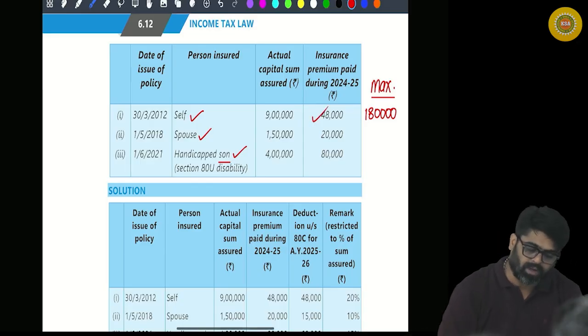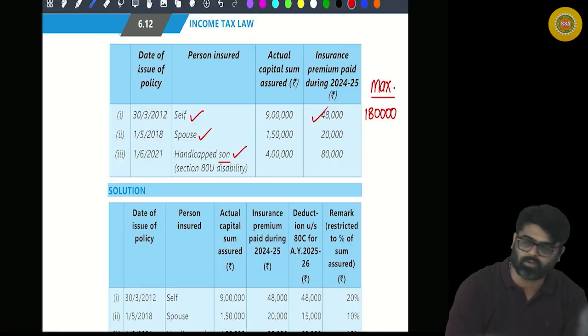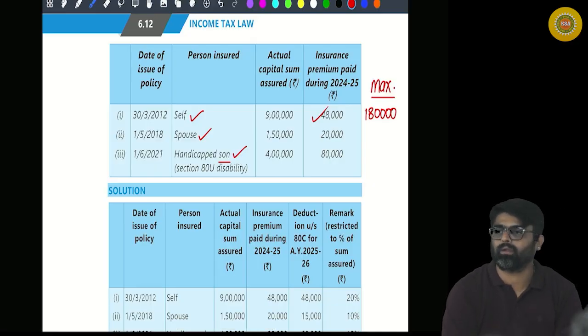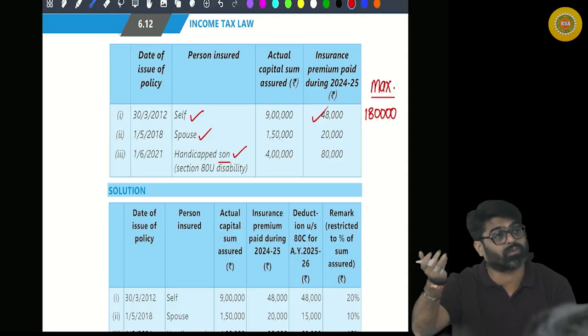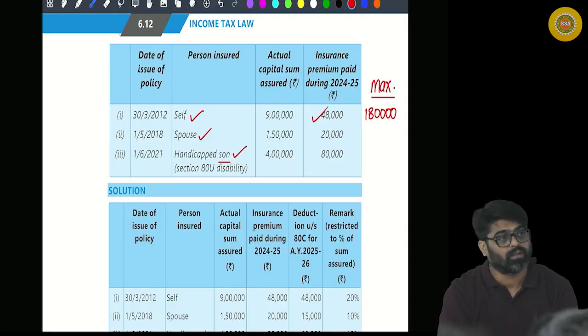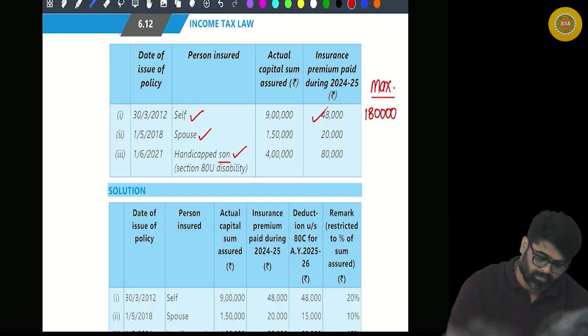Now tell me, for spouse, how much was the capital sum assured? 1 lakh 50. And when the policy was taken? 1st May 2018. Can I say on or after 1st April 2012? On or after? And spouse is handicapped or a normal person? For a normal person, if the policy is taken on or after 1st April 2012, then the limit is 10%. So what is 10% of 1 lakh 50?